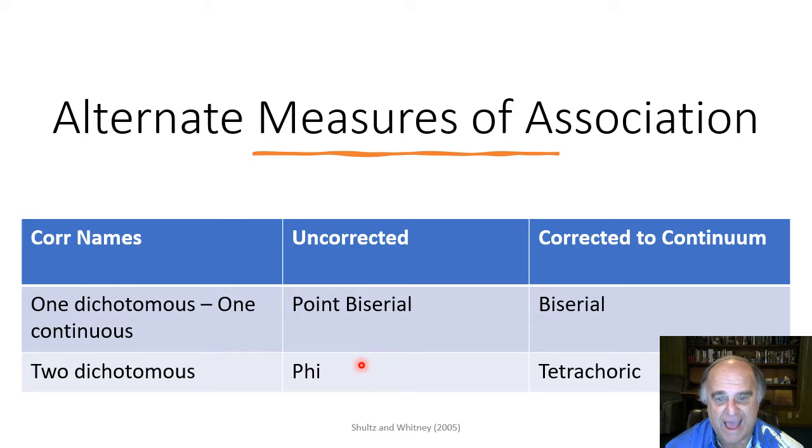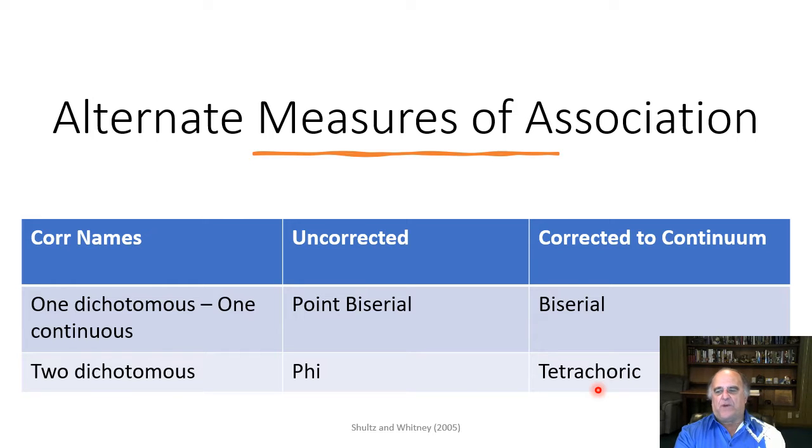So the phi correlation is a Pearson product moment correlation coefficient, but it's a specialized formula for the situation where the two variables are dichotomous. Now, if we move to a situation where we say, what if those two dichotomous variables were actually continuous? Then we have another name for the correlation that we calculate. This is one where we correct the dichotomous variables to say, what if they were continuous? And it's called the tetrachoric correlation. So those are alternative measures of association.